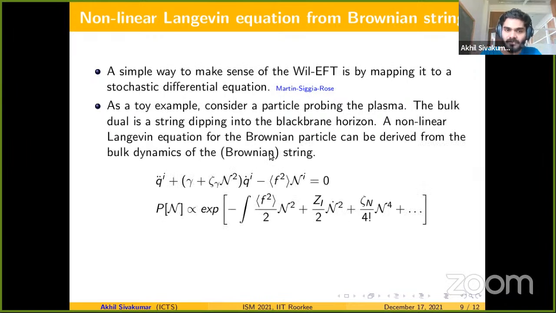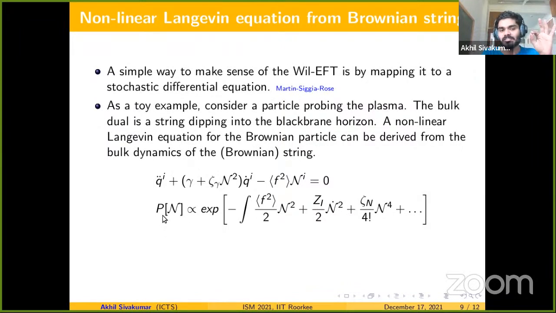A nonlinear Langevin equation for the Brownian particle can be derived from the bulk dynamics of the Brownian string, which looks like this. So you notice that in addition to the usual drag and stochastic force, there's a part of the drag which is stochastic itself, right? And it comes with a coefficient zeta gamma, and the stochasticity is captured by the same noise variable.